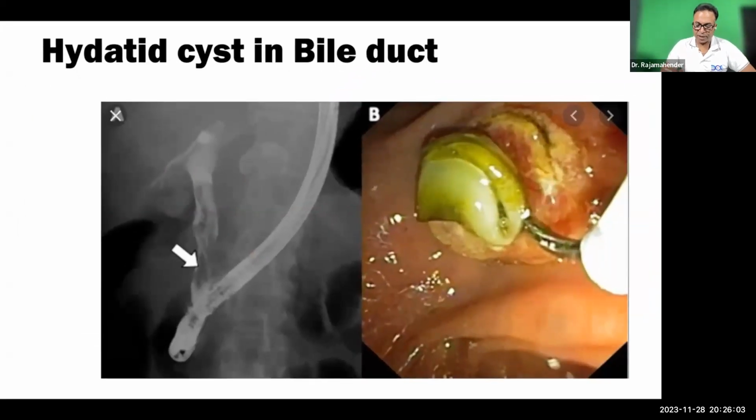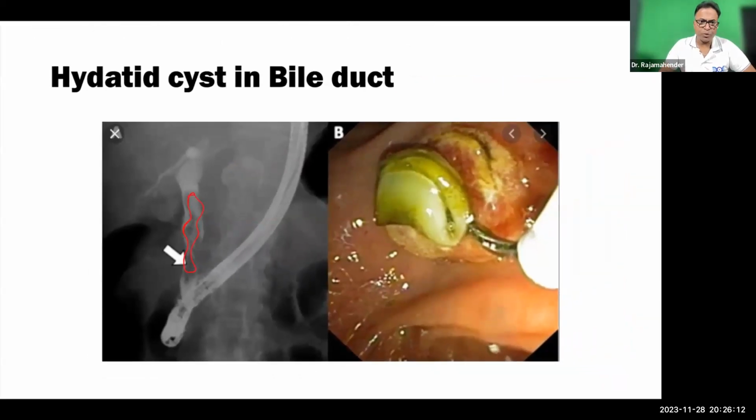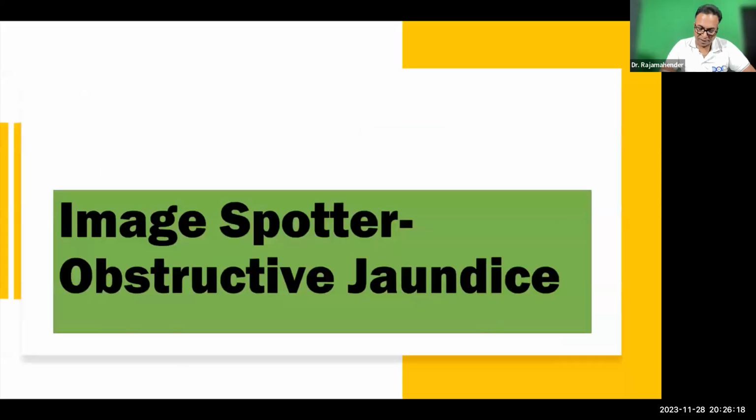So this is a hydatid cyst. A hydatid cyst can rupture into the bile duct and the hydatid membranes can cause jaundice. These are rare scenarios. Please don't tell in the exam. Just for completion's sake, I'm telling you the other rare causes of obstructive jaundice, like hydatid cyst.